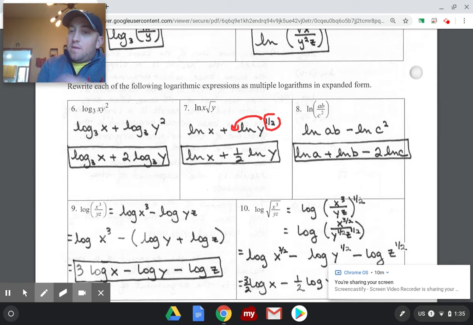Number 8, they split it up first using the division. So they changed the division into a minus. And then the natural log of AB becomes natural log of A plus natural log of B. And then I have minus, and then take the 2 and bring it out front. So minus 2 natural log of C.